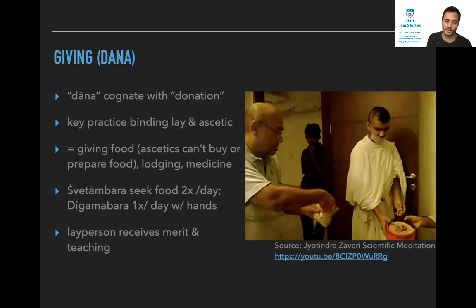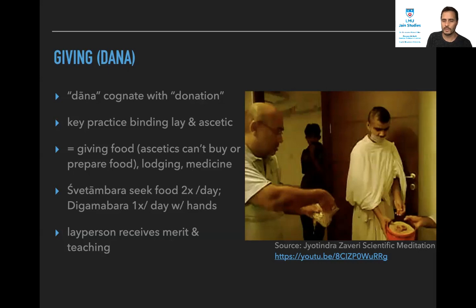Whereas, as we may recall from a lecture before, the Shvetambaras have bowls, as you can see here in the video to the right that I'm about to show you. The Shvetambaras have receptacles, so they can take a little bit of extra food and store a little bit of food for the day. The Digambaras eat only one time a day and with their hands, right? So that's a pretty extreme practice. And as we recall, the Digambaras are the most ascetic of the ascetics. And that's just how it is, okay?